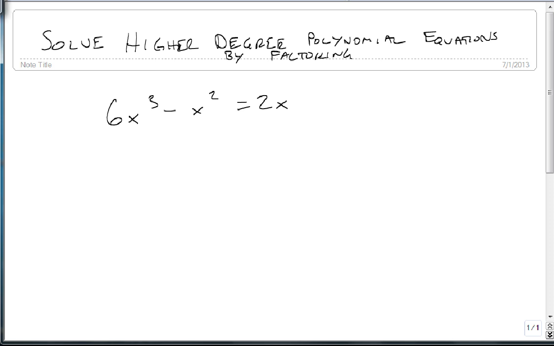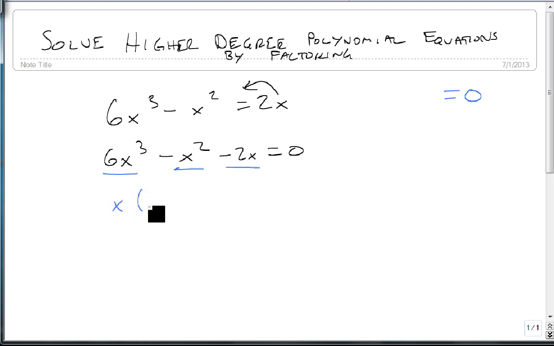Well, before we do that, we always want to make it equal 0 when we're trying to factor a polynomial, so we can use that zero product rule. So we're going to move the 2x and get 6x cubed minus x squared minus 2x equals 0. Now I'm going to start with a GCF. And so the GCF between 6x cubed minus x squared and minus 2x is simply an x. And that's going to leave behind 6x squared minus x minus 2.